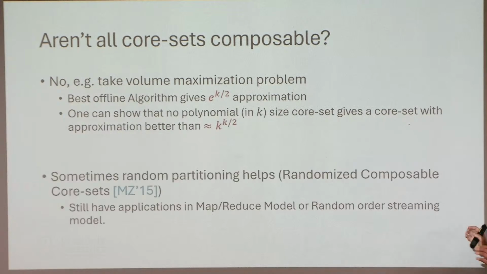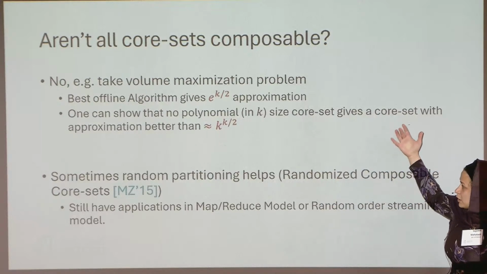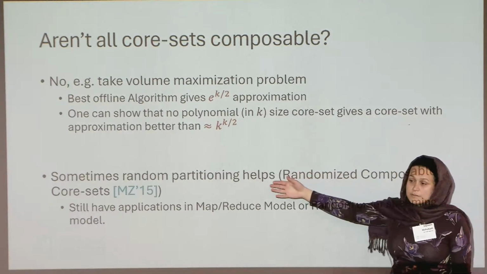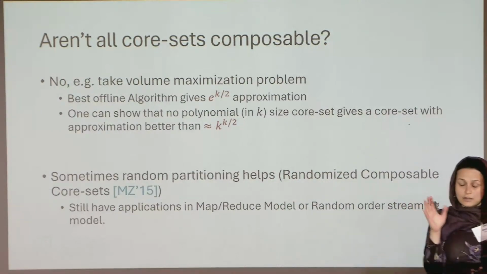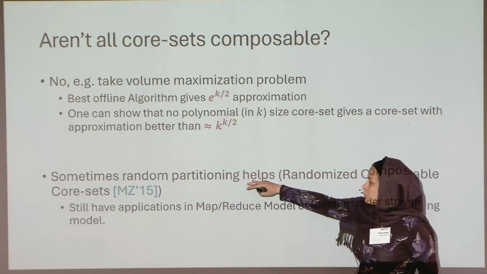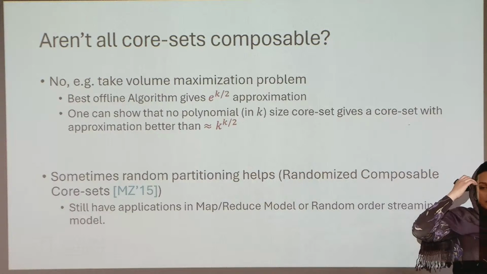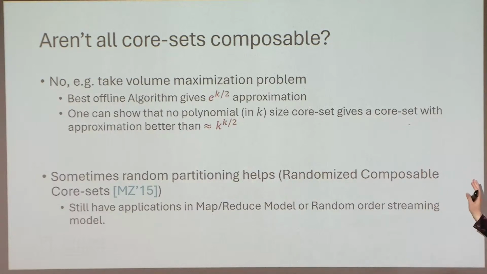And sometimes for the problems for which we have a lower bound in the context of composable coresets, random partitioning helps. So if we assume that the points are randomly partitioned among different groups, whereas here we had no assumption on the number of point sets or how they are partitioned, then one can get algorithms that would not have been possible in the arbitrary partitioning case.